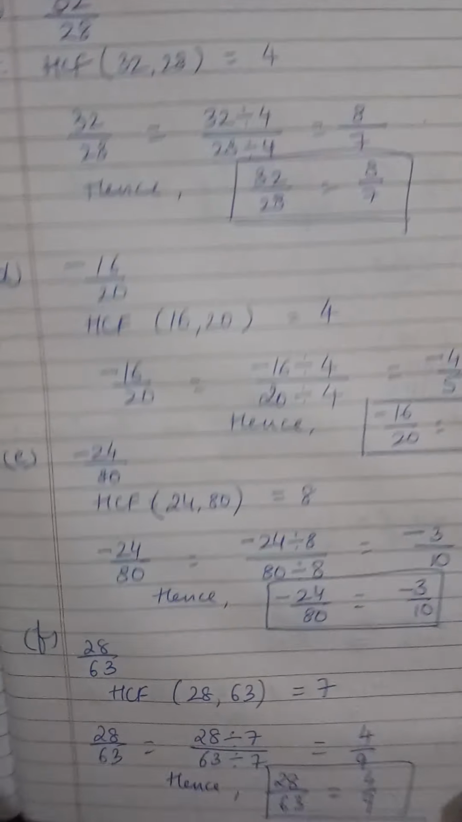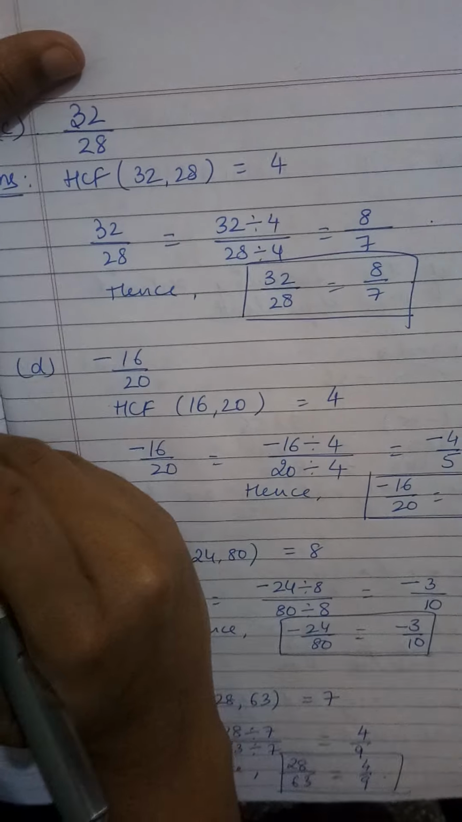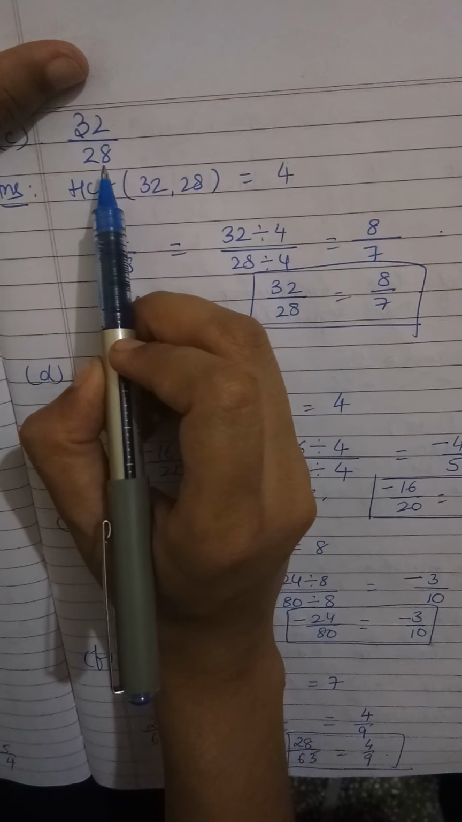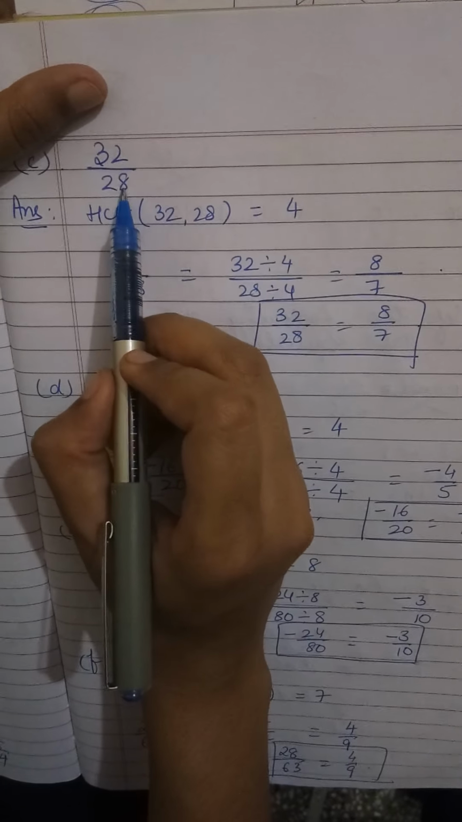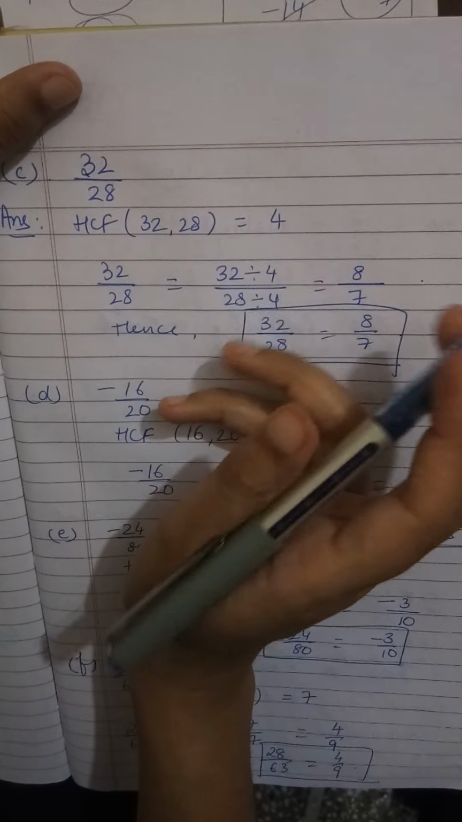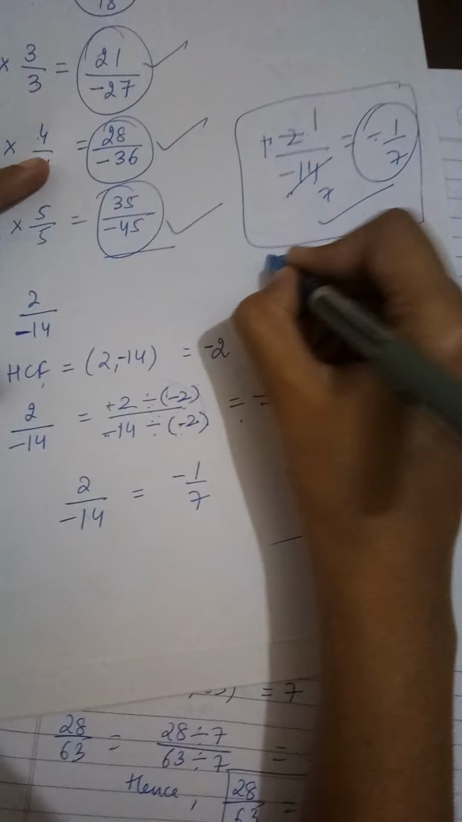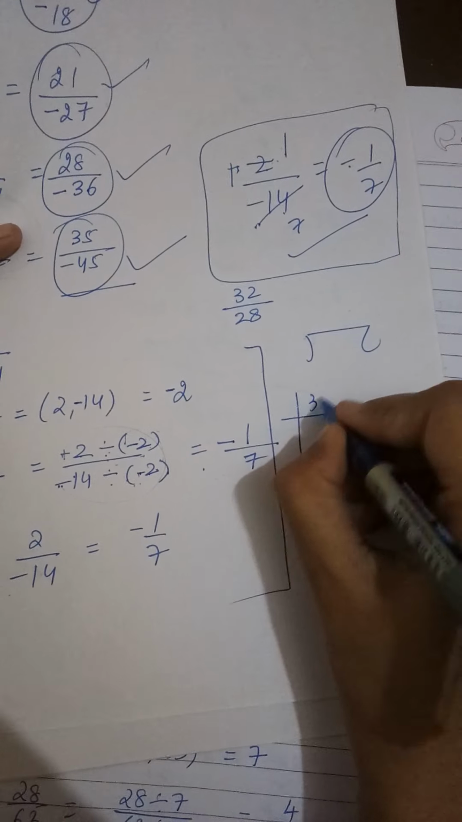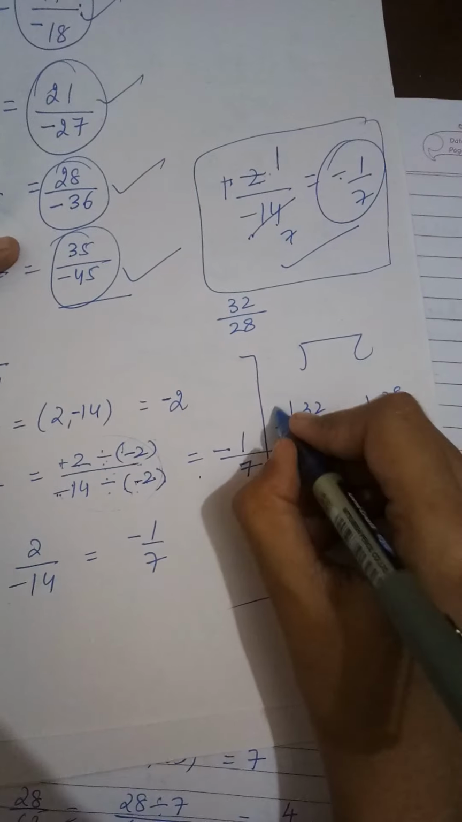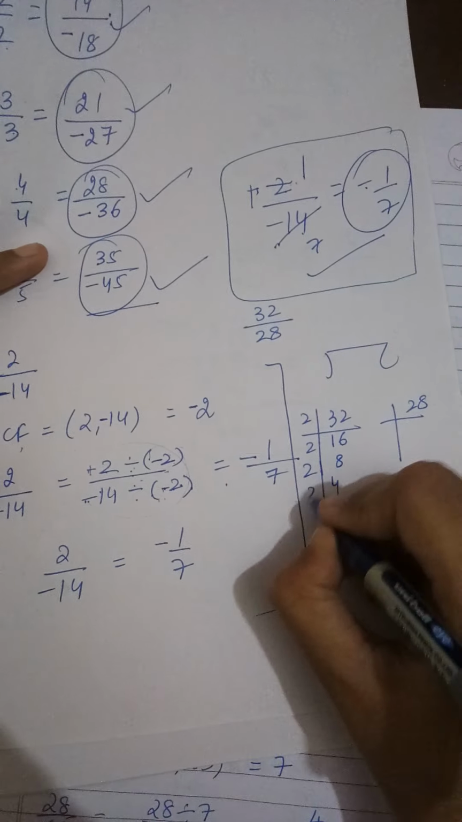Next, similarly we can do the C part also. Now C part is 32 upon 28. If I am going to find the HCF of 32 and 28, I can see that 32 and 28 are going on the table of 4, right? Now if somebody doesn't know how to find the HCF, just do one thing. If I have been given 32 and 28, you write 32 and then 28, and divide by 2: 16, 8, 4, 2, 1.